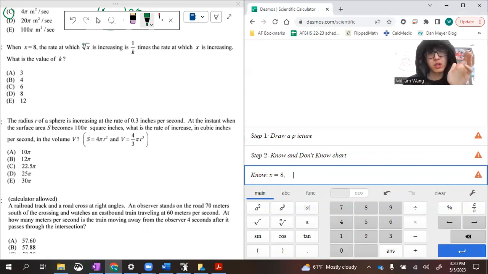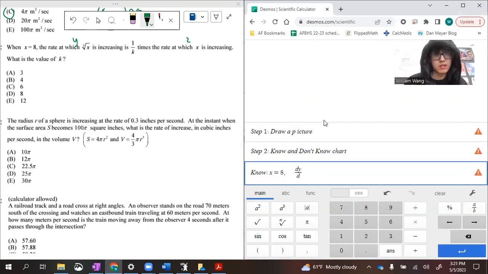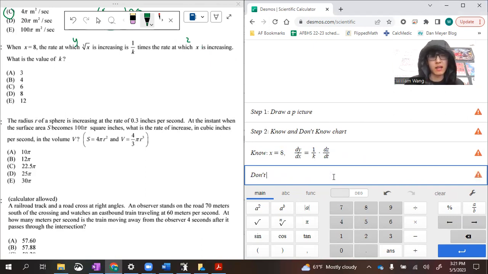Because these weren't given functions, let's call this function y and call this function z. So the rate at which y is increasing, dy over dx, is equal to 1 over k times the rate at which z is increasing, so dz over dt. Like I was saying, it is a related rates problem, but if we do our traditional steps, it can be a little confusing, but that's okay. What is the value of k? I don't know what k is.